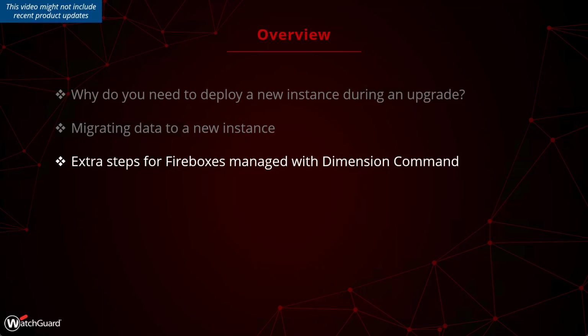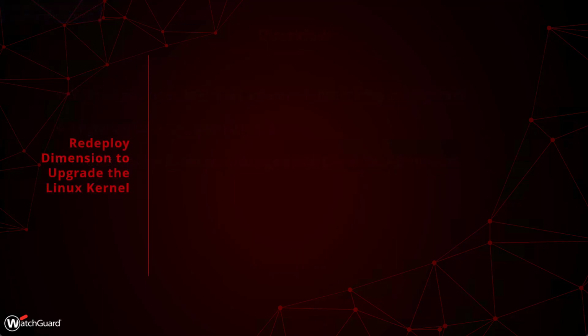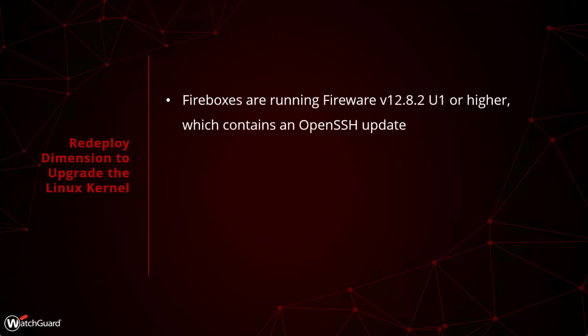As the title here says, the main reason to redeploy Dimension is to get a new Linux kernel in your Dimension server. A normal Dimension upgrade does not upgrade the underlying Linux kernel. If you have Fireboxes that are running 12.8.2 update 1 or higher, it has an OpenSSH update in it for security reasons. However, if you are running this newer Firebox firmware, it will be unable to connect to Dimension instances that have the older Linux kernel.